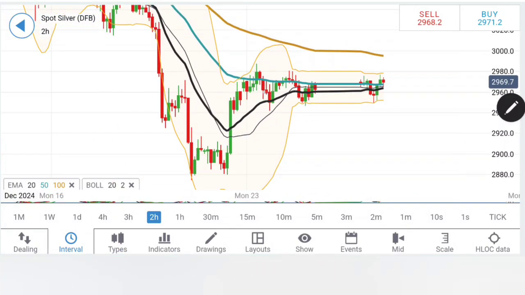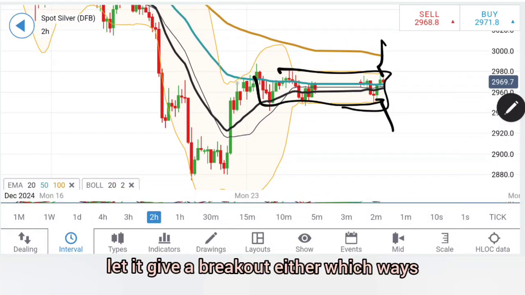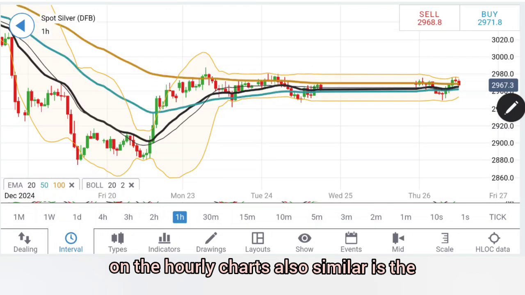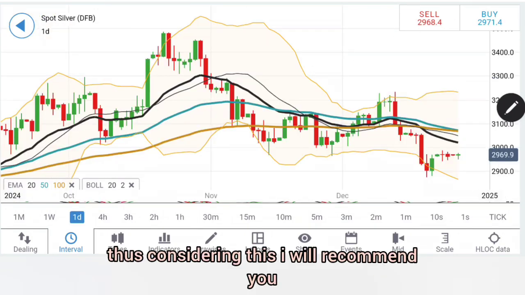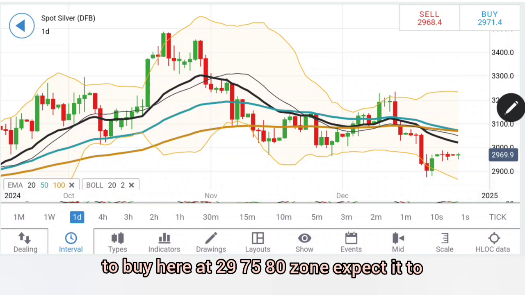A bit of swing here. It is trying to consolidate in the zone. Let it give a breakout either way. On the hourly charts also, similar is the observation. Thus, considering this, I will recommend you to buy here at the 29.75-80 zone.